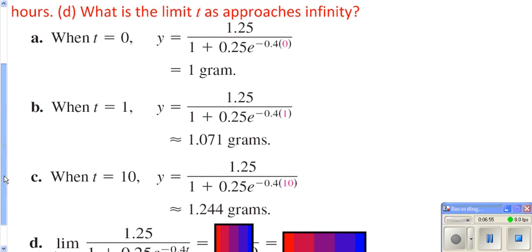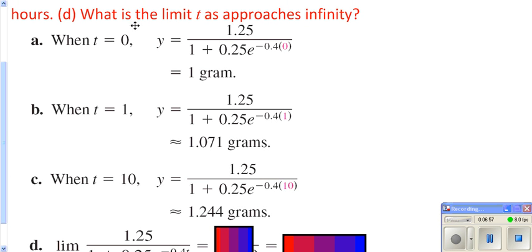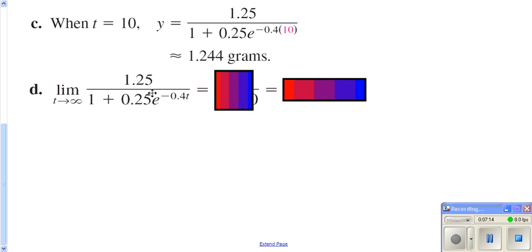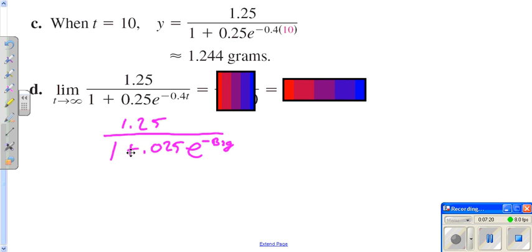Now, part D up here says, what is your limit as time approaches infinity? In other words, what's our culture going to level out at as time continues on? What's the largest it'll ever get? In other words, you're looking at this here. Now, we're wondering what happens as t gets really, really big. So as we look at this, it's really 1 plus point, oops, got my decimal point in the wrong spot here. Sorry about that. Ignore that one.